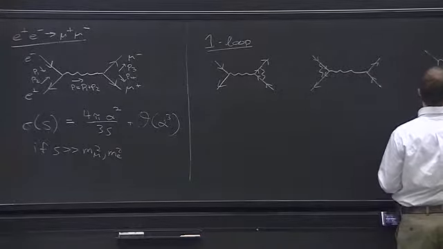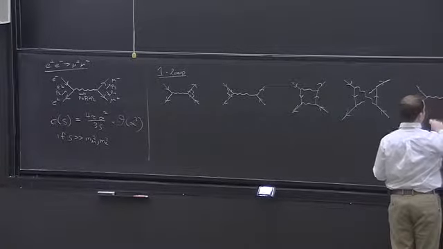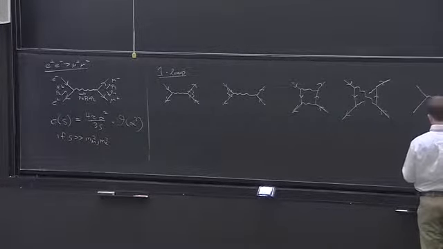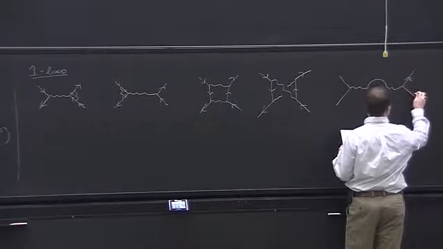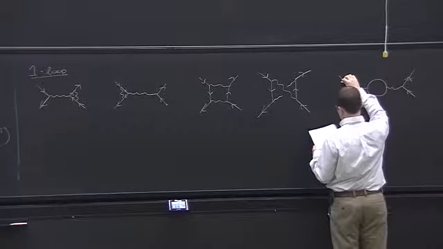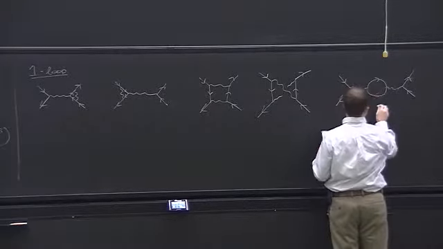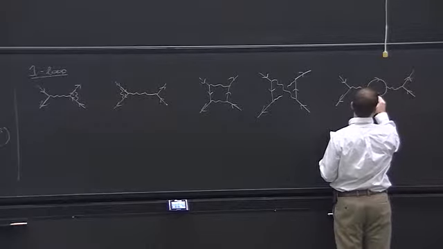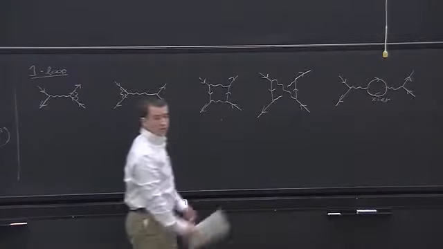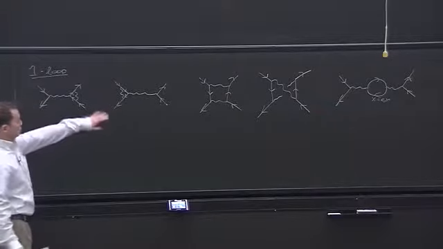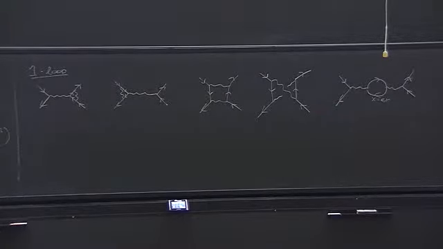Finally, there are 2 diagrams where we have a photon self-energy diagram inserted on the intermediate photon. So in the loop here, we can either have an electron or a muon. OK, so that's either 5 or 6 diagrams, depending on how you count.